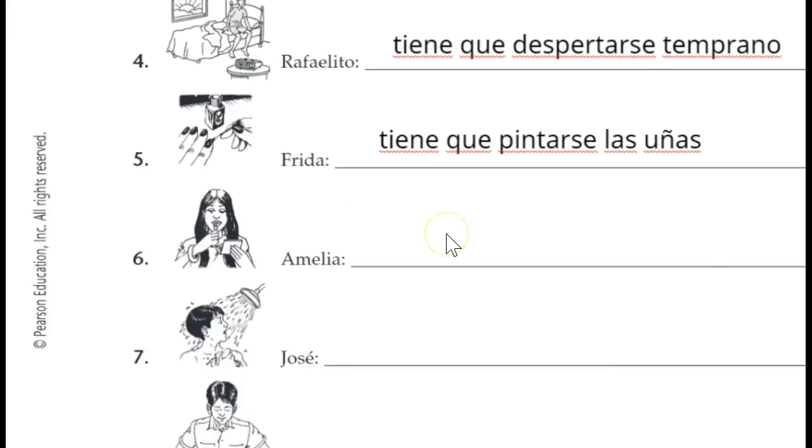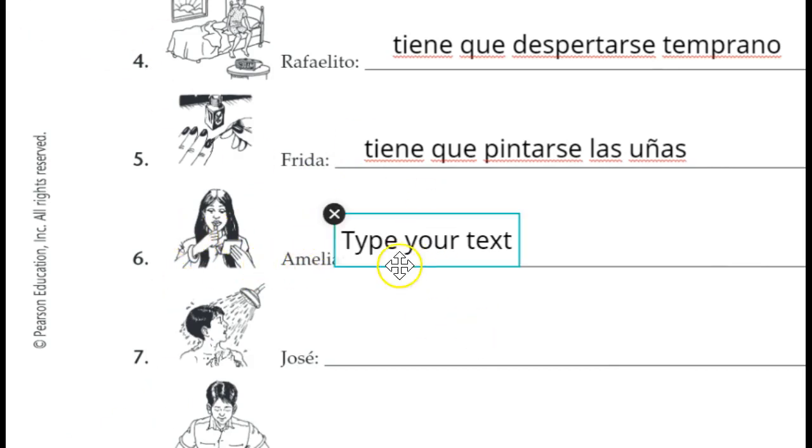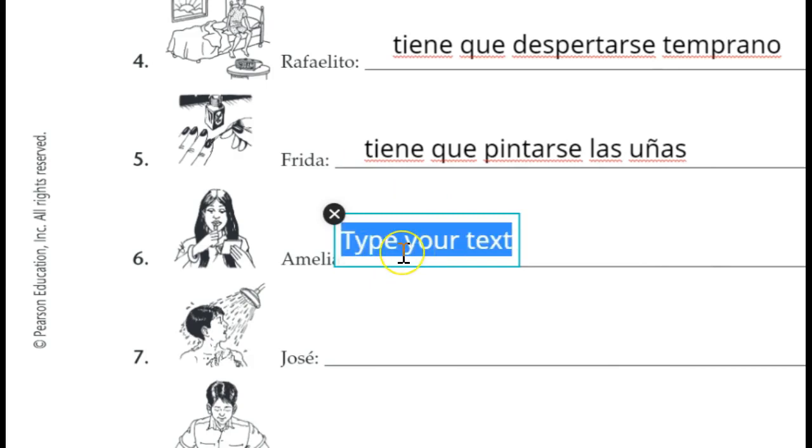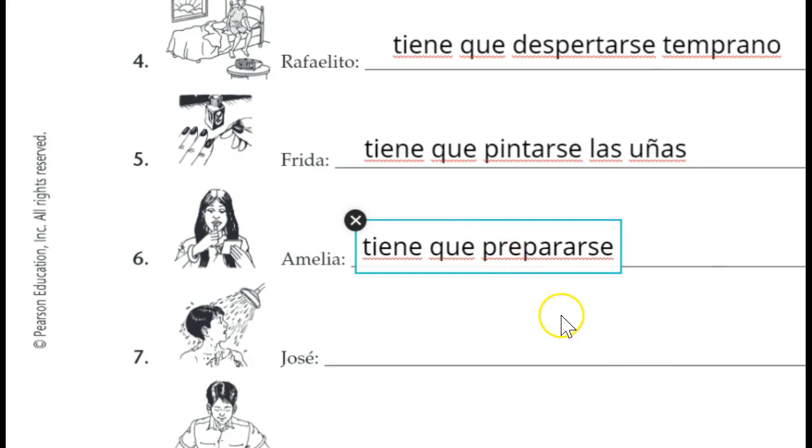Amelia, it's putting on makeup here. Tiene que maquillarse, tiene que pintarse. I don't see that in her vocabulary, so it looks like maybe she's just getting ready, right? Tiene que prepararse. She has to get ready. She has to prepare herself.